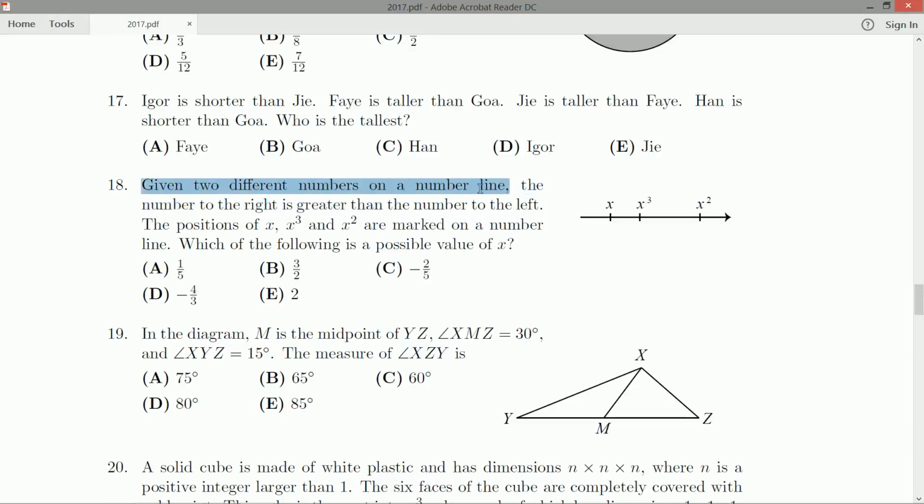Alright, 18. Given two numbers on a number line, the number to the right is greater than the number to the left. This is how we read left to right. In different countries, perhaps the number line is different.